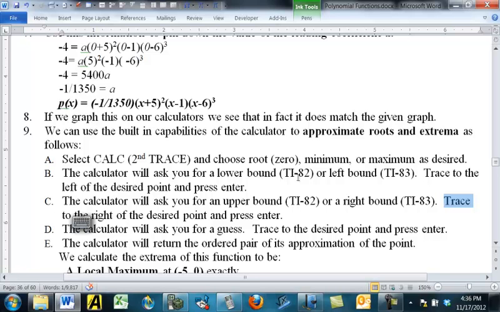If you have a TI-82, when you do a calc max or min, it'll ask you for a lower bound and an upper bound. On a TI-83 or TI-84, it calls that a left bound or right bound, which is probably better because it's to the left and right side. And yes, we've done this before.